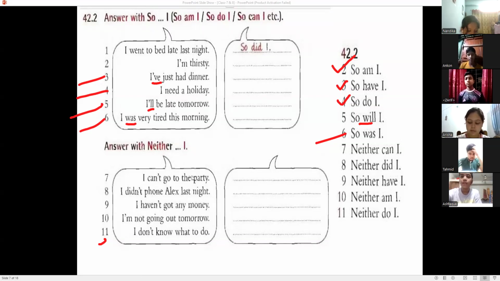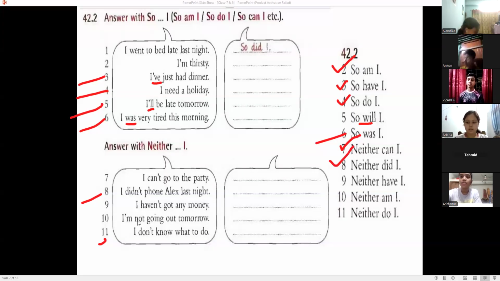Number 7, I can't go to the party. Neither can I. We will not say "can't" again there, otherwise it becomes two negatives. Neither can I. Number 8, I didn't phone Alex last night. So here didn't phone, so what will we say? Neither did I. Number 9, I haven't got any money. So neither have I. Here have, neither have I. Number 10, I'm not going out tomorrow.